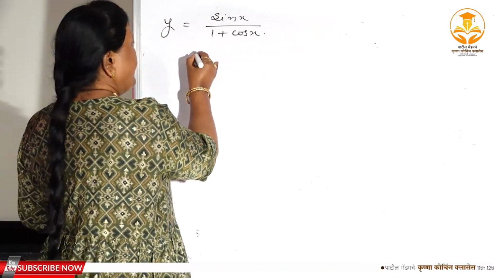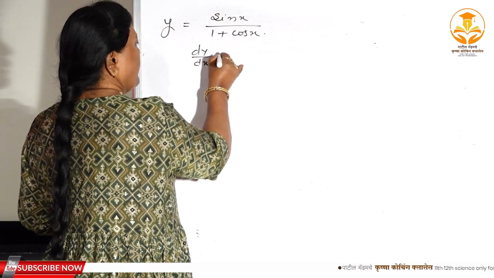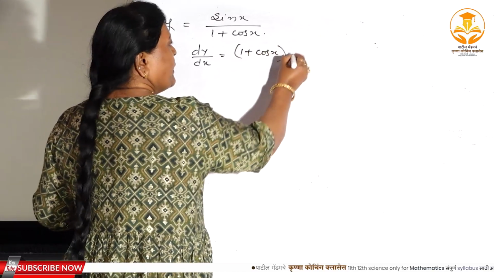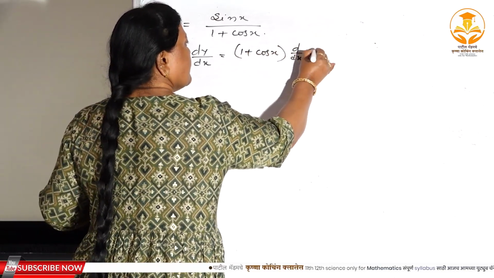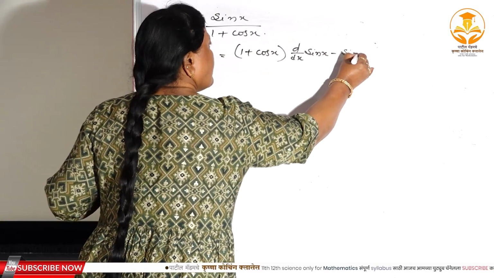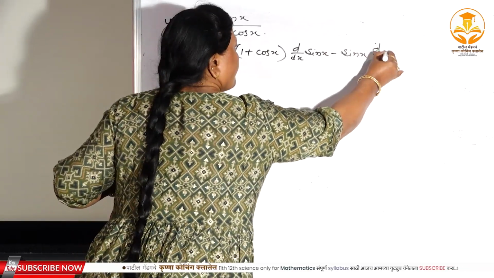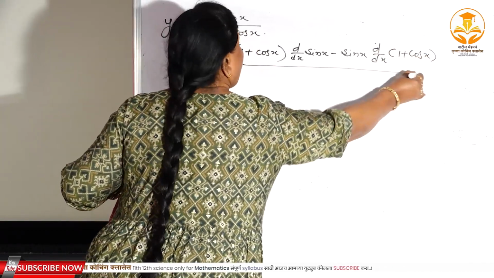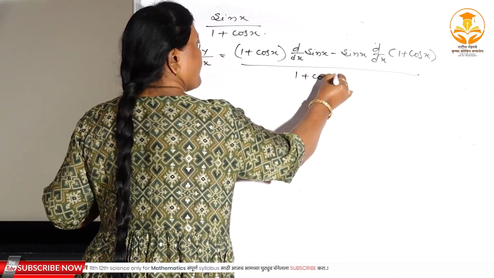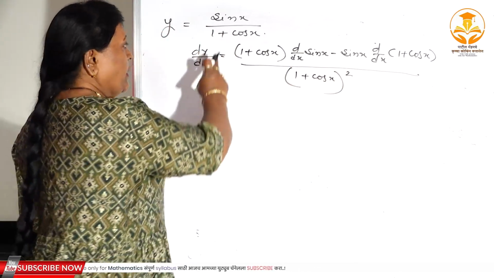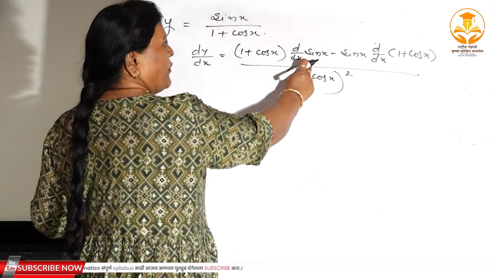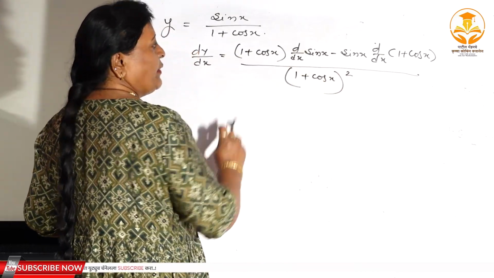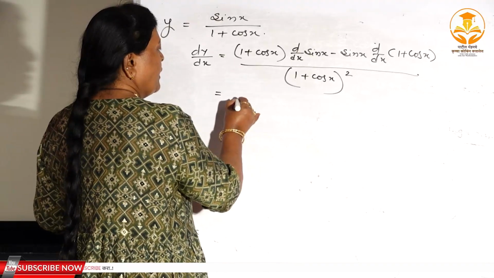See again, dy by dx. Again, denominator 1 plus cos x remain as it is, d dx of sin x minus sin x remain as it is, d dx of 1 plus cos x, divided by 1 plus cos x whole square. Right? Here 1 plus cos x remain as it is. Take the derivative of sin x, minus sin x remain as it is. Take the derivative of 1 plus cos x, divided by 1 plus cos x whole square. Right?